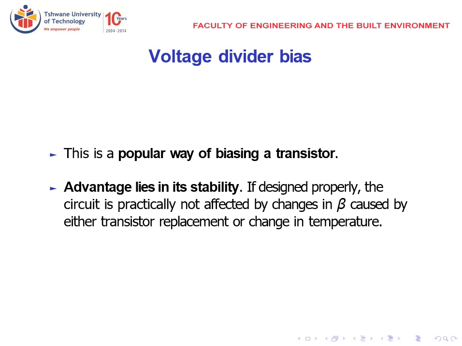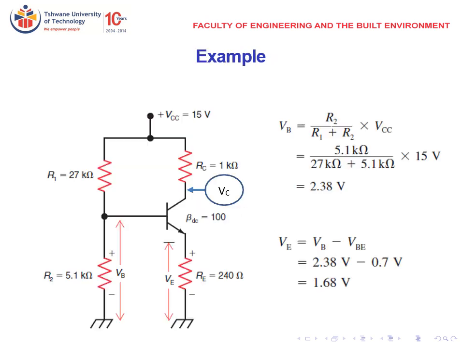Voltage divider biasing. This is the very popular way of biasing a transistor. The advantage lies in its stability. If designed properly, the circuit is practically not affected by changes in beta caused by either transistor replacement or change in temperature. An example of the voltage divider biasing.